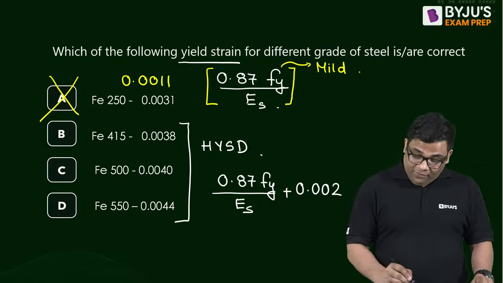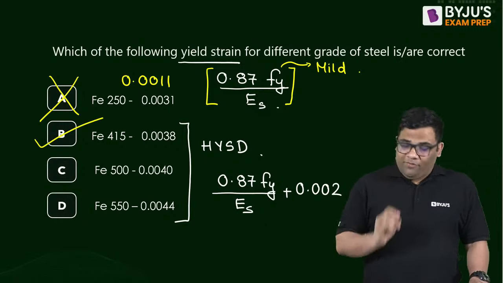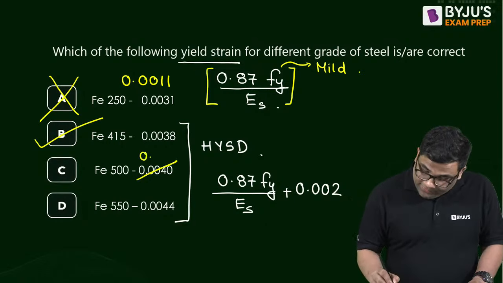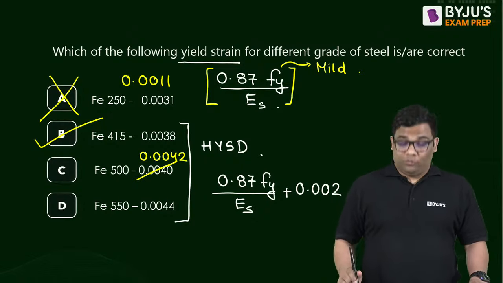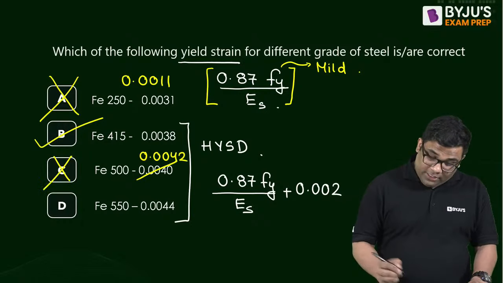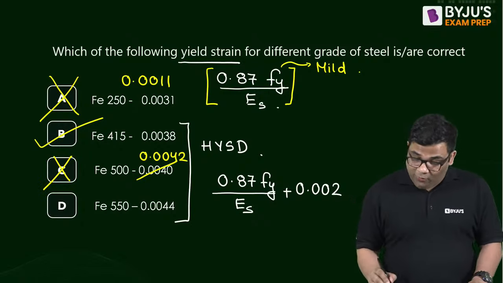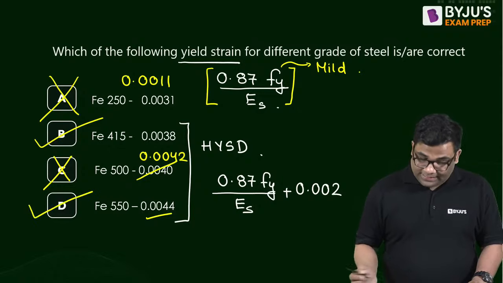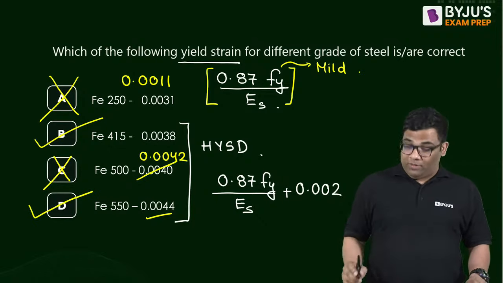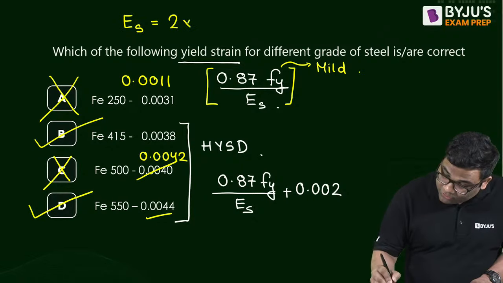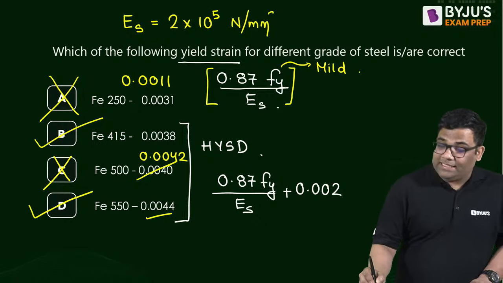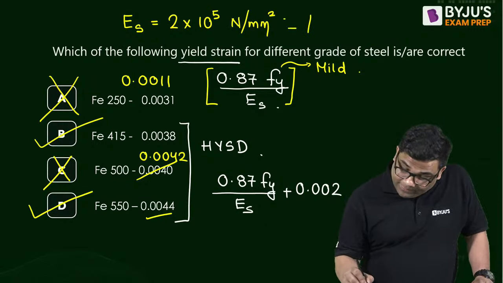Now for Fe415, you are getting correct. But for Fe500, you'll be getting 0.0042, right? So your C is also wrong. For Fe550, this is the same value, so correct. Understood everyone? And you should remember that the modulus of elasticity of steel is 2 × 10⁵ Newton per mm square, and this is valid for all grades.